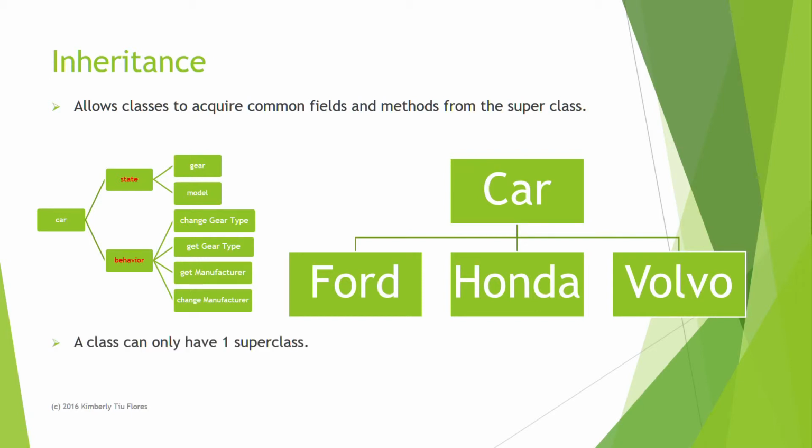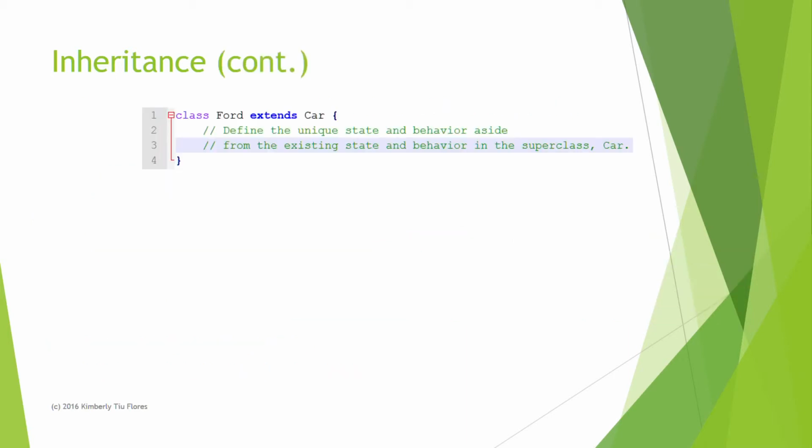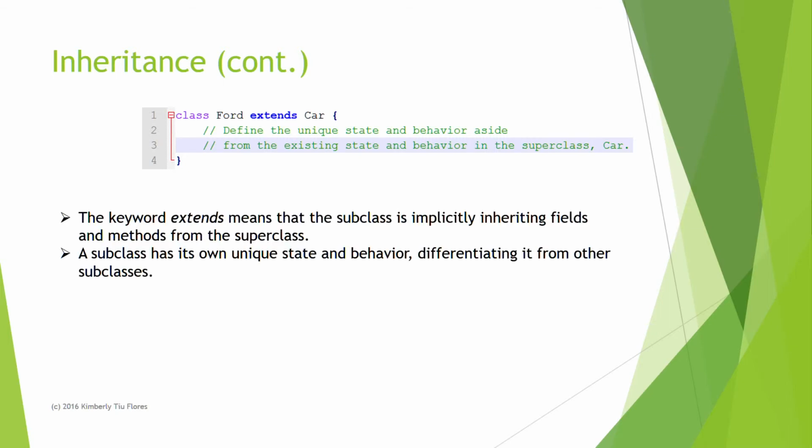Remember that a class can have one direct superclass, while the superclass can have multiple subclasses. In this code example, the keyword extends is used by the subclass Ford to inherit the fields and methods from the superclass. Also remember that each subclass has its own unique state and behavior, differentiating them from the other subclasses.